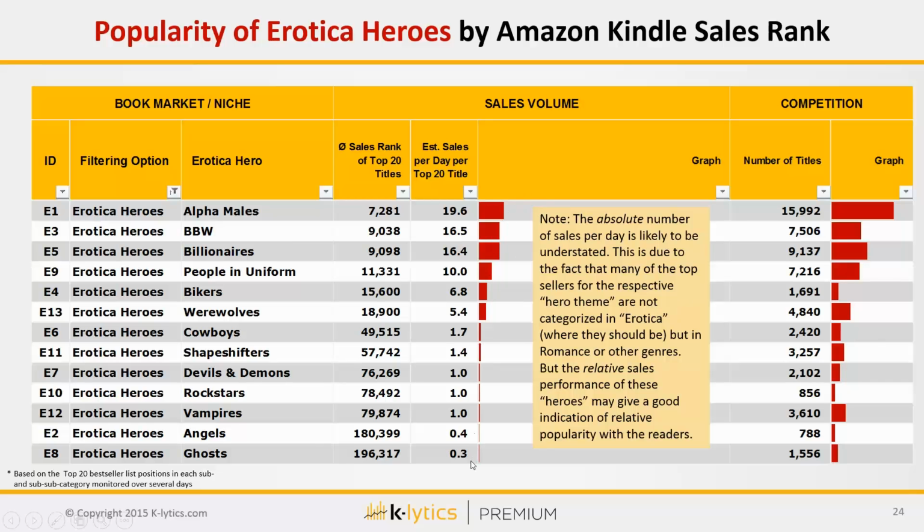However, the relative sales performance of these heroes or character types gives some indication of the relative popularity with the readers. One additional thing I want to highlight is there is one anomaly in the data relating to ghosts and angels, which are shown at the bottom of the list. However, for those of you who know the special report on romance that we published, that report explicitly mentions these main character types as subgenres in the paranormal submarket of the romance genre. And there, the books do actually very well from a sales to competition point of view. So from the ratio high sales versus low competition, we even recommended them as attractive book market niches.